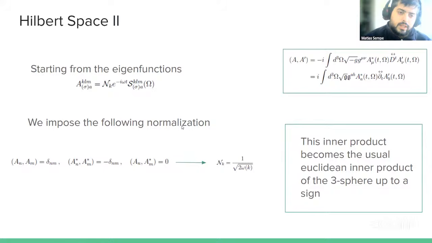So starting from the eigenfunctions, as we did before, we can put a constant at the front, and we will fix this constant using the inner product that we will write here. This inner product gets simplified because of the Einstein static universe, and we get this here. If we put the stationary gauge, we see that this at the end is the 3-sphere L square inner product up to a constant that depends on omega.